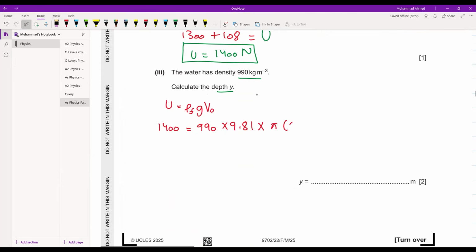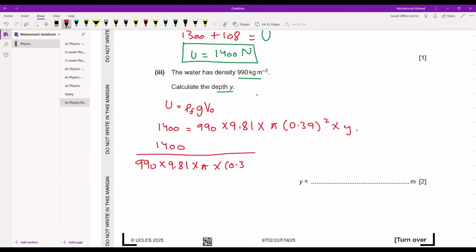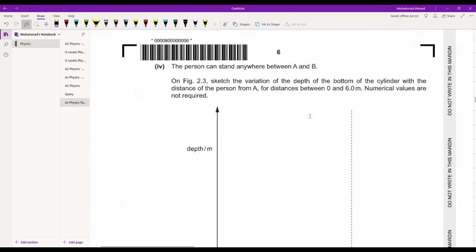Pi into r, that is 0.39 squared, into the height, that is y. So 1400 divided by 990 into 9.81 into pi into 0.39 squared is equal to your height or depth, that is y. What does your depth come out to be? Put it in the calculator. Your depth comes out to be 0.30 meters. Perfect. Let's move ahead.